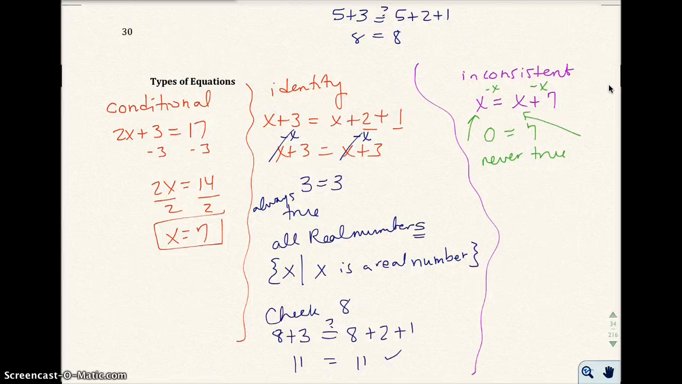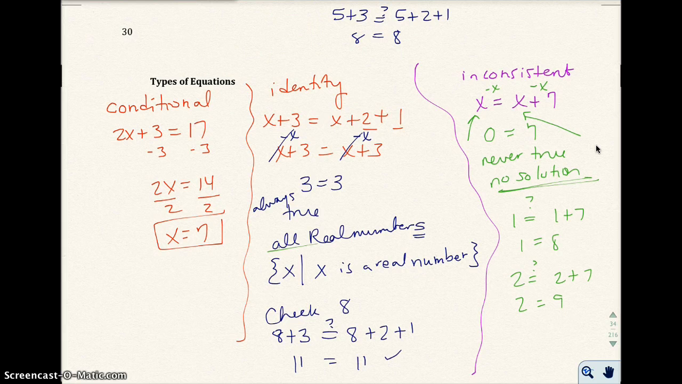So let's say I say 1. Does 1 equal 1 plus 7? No. What if I try 2? Does 2 equal 2 plus 7? No. So no matter what I plug in for x here and here, I'll never get both sides to equal one another. Okay, I hope you see that, whether you see it right away or you start plugging in values. So that's never true, so this would be no solution. No solution, all real numbers, or we have a solution.